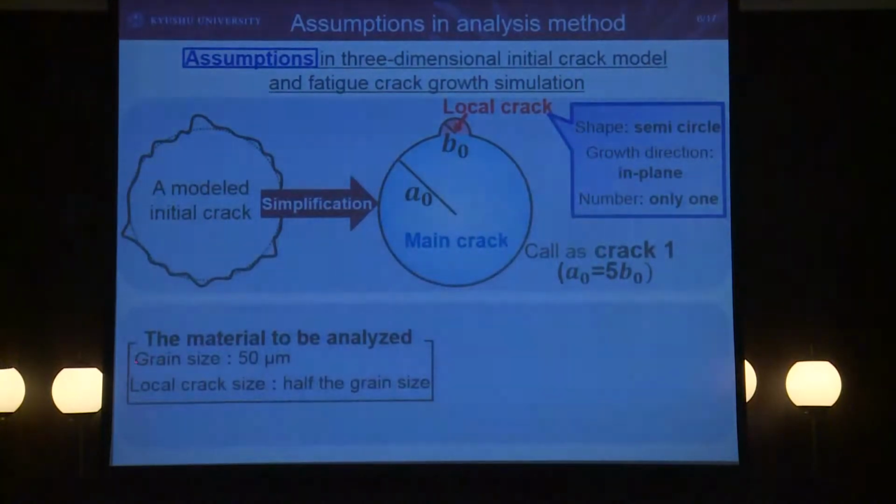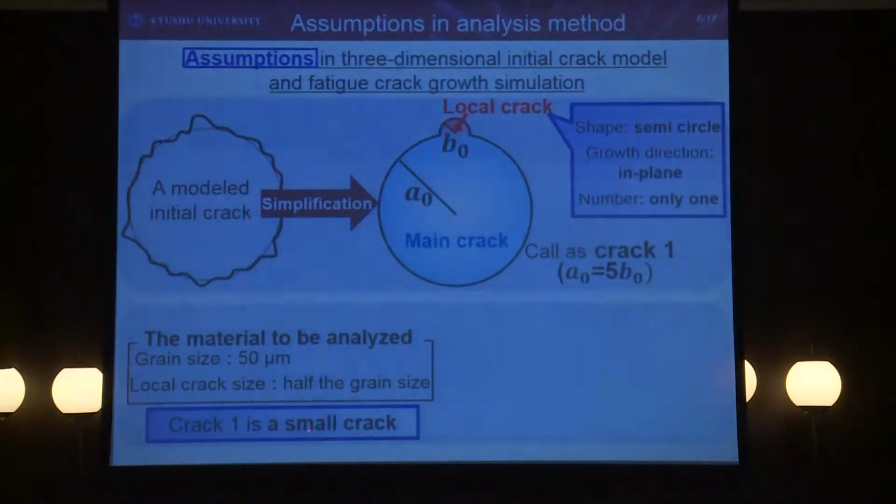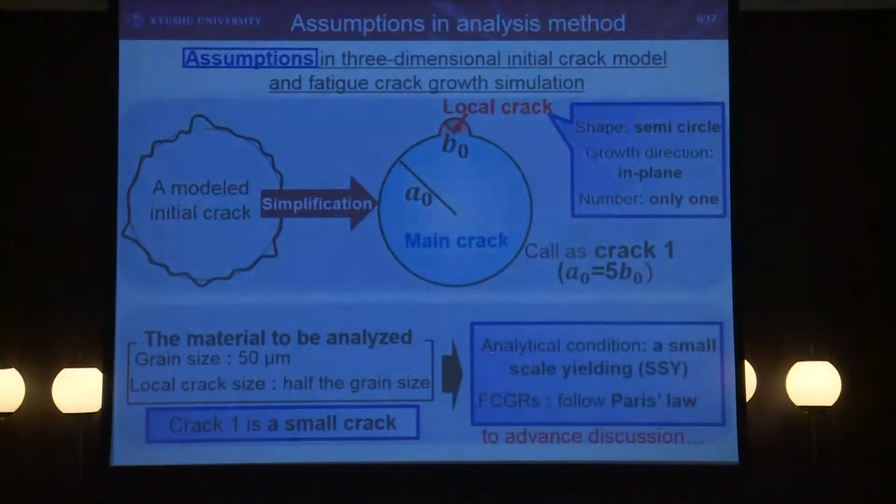By the way, for the material to be analyzed, grain size is set to 50 micrometer, and local crack size is set to half the grain size. So, crack 1 is assumed as small crack. And therefore, these are the assumptions for fatigue crack growth simulation. Analytical condition is small scale yielding, and FCGRs follow Paris law, to advance discussion.